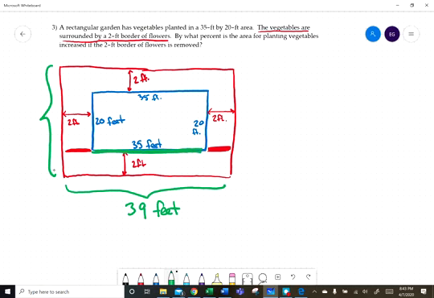Because if we're going to calculate area, the area of a rectangle is length times width. So we need the length and we need the width. So again, let's use black this time. If this is 20 feet, then you've got another 2 on top and another 2 on the bottom. So 20 in the middle, 2 on top, 2 on the bottom. That is a total of 24 feet.